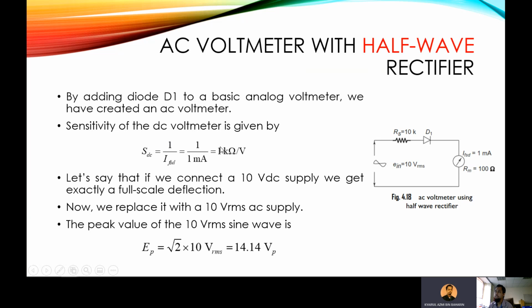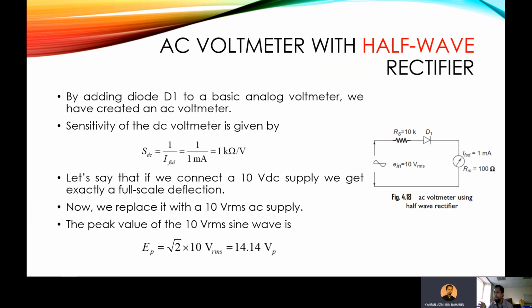First, we calculate the sensitivity. Okay, so let's say this meter has a maximum current that can flow inside it of 1 milliamp. So the sensitivity is 1 kilo ohm per volt. So let's say first we connect it to a 10 volt DC supply, and when we connect it to a 10 volt DC supply, we get a full scale deflection.